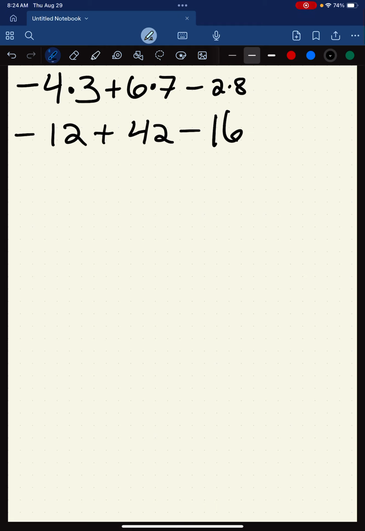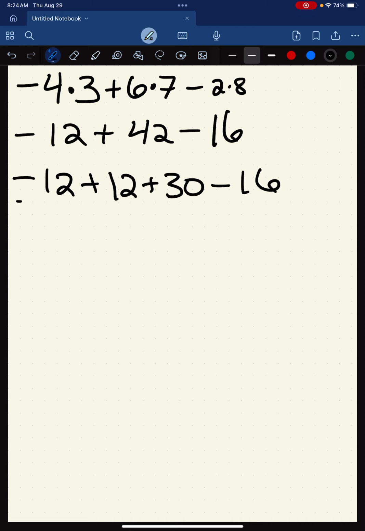So now let's do this kind of split apart method again. We have negative 12. And if we're going to go to the right 42 paces, first we have to go to the right 12 paces, and then go 30 more. And we'll keep that negative 16 on there. We got negative 12 plus 12. That ends up being 0. So we're left with 30 minus 16.